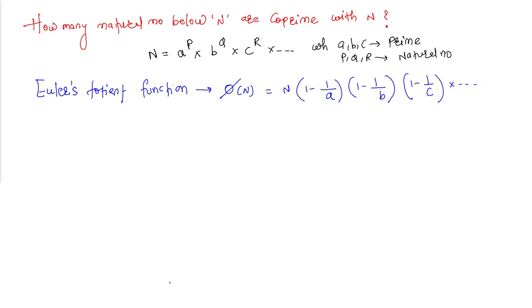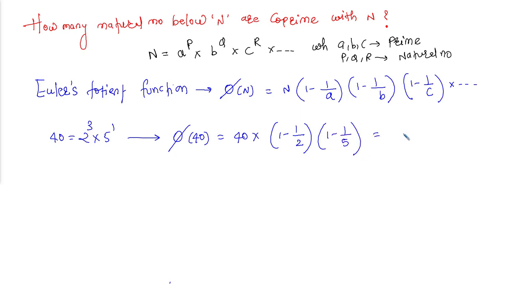For example, the prime factorization of 40 is 2 to the power 3 into 5 to the power 1. So over here the Euler of 40 becomes how much? 40 into 1 minus 1 divided by first prime factor 2, 1 minus 1 divided by second prime factor 5. So this is going to be how much? 40 into 1 minus 1 by 2, that is 1 by 2, 1 minus 1 by 5, that is 4 by 5. So this is going to be how much? 16. So from this we can conclude that the Euler of n, that is Euler of 40, is equal to 16.